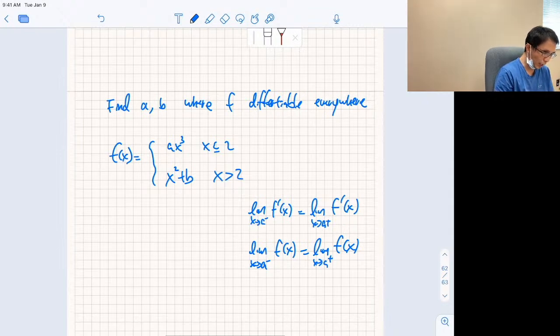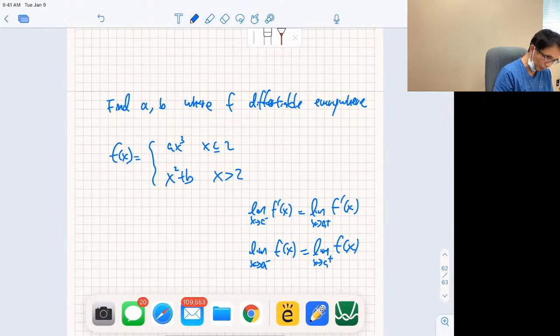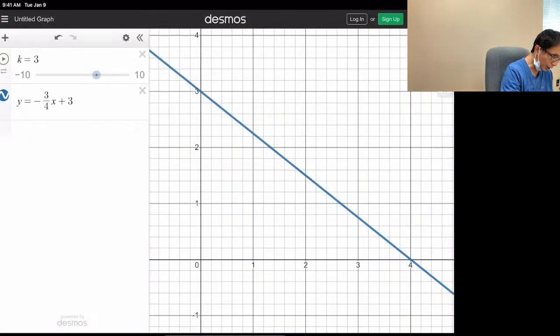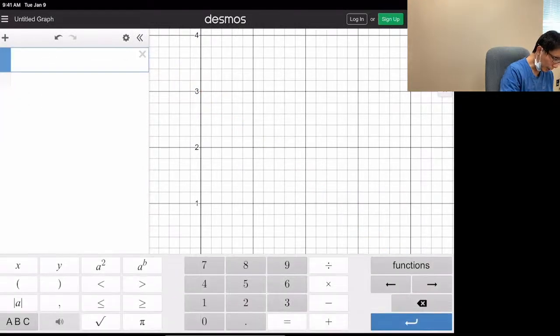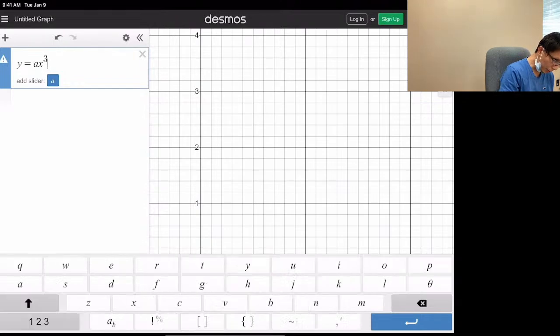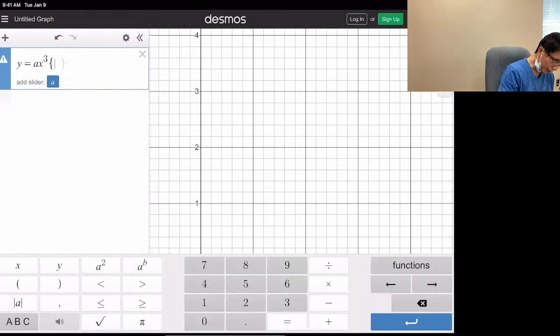So let's show you what happened like this. So a x cubed, right? So I'm going to type in a x cubed here. And we're going to say y equal to that. And we're going to say when x is less than 2. I'm going to do a restriction, x less than 2. So that's how you do that.